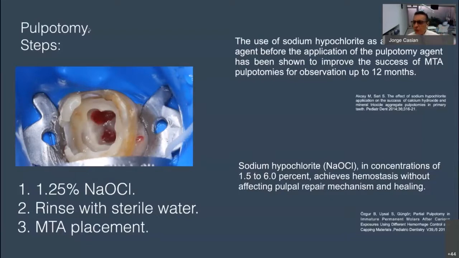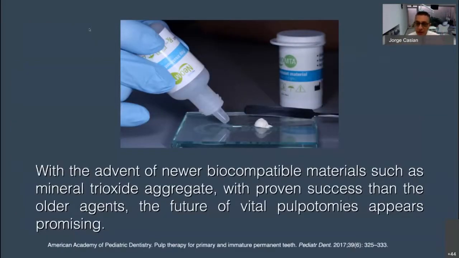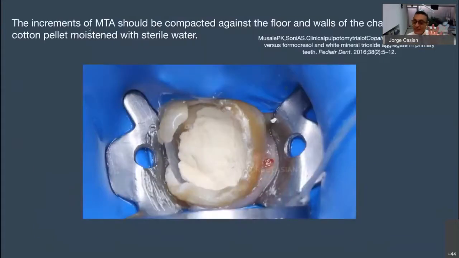After controlling the pulpal bleeding, a cotton pellet, moist with some sodium hypochlorite, was placed inside the pulp chamber for about a minute, maybe more than a minute. After that, the pulp chamber was rinsed with some saline solution. MTA, in this case Neo-MTA, was mixed according to the manufacturer's recommendations, and it was placed inside the pulp chamber.